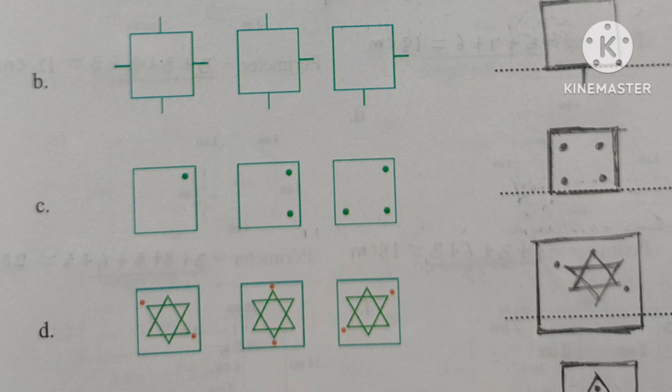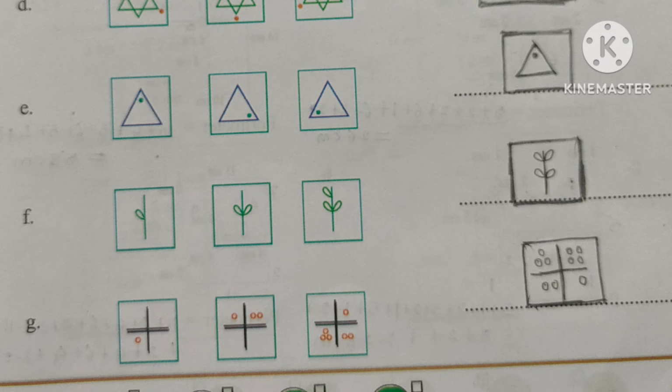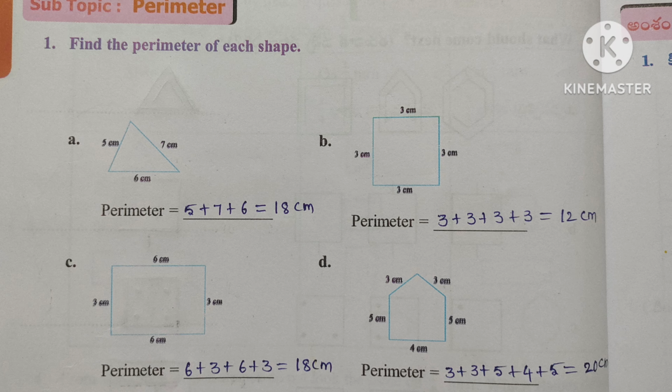The remaining problems are also the same: first observe the given series and we have to draw the next one based on those three figures. Okay. Worksheet 12. Find the perimeter of each shape. Perimeter means we have to find the total length of all the sides of the given figure.